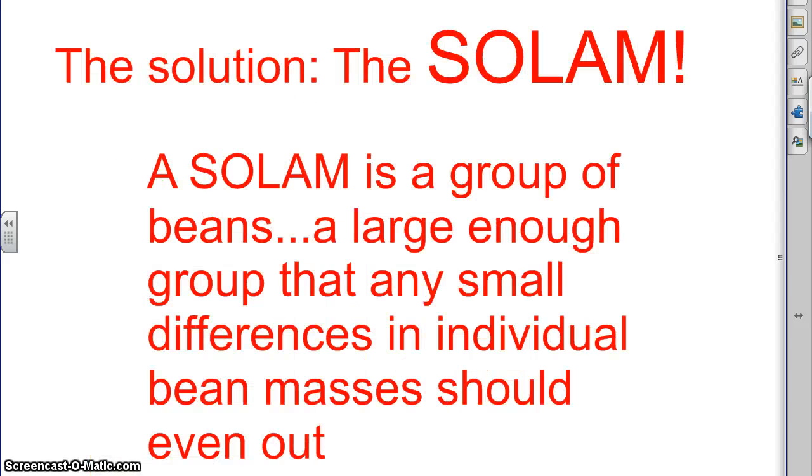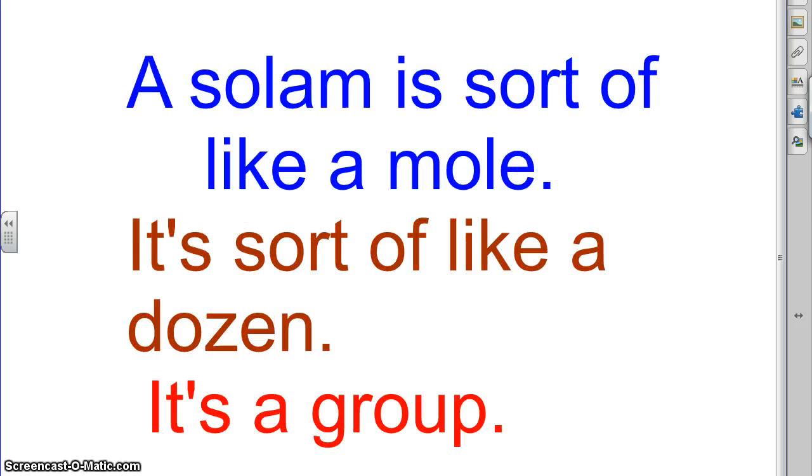Well, you can use what we call the Solam. A Solam is a large group of beans, large enough that any small differences in individual bean masses should even out. So what you do is you count out several of them and see what they weigh. A Solam is sort of like a mole. That's the purpose of this instruction: we're going to introduce you to a chemical concept called the mole. So a Solam is like a mole, it's like a dozen.